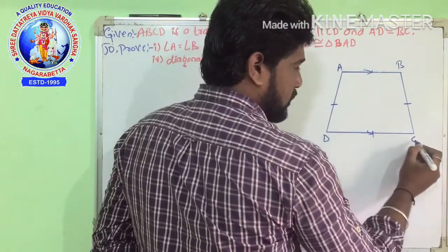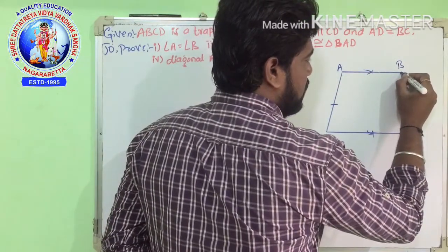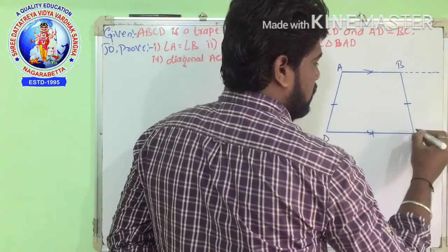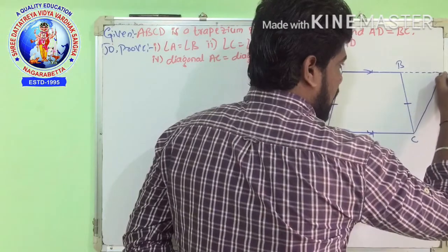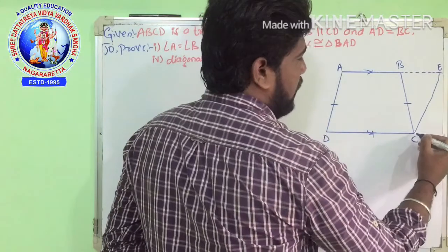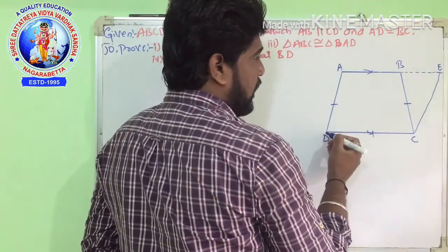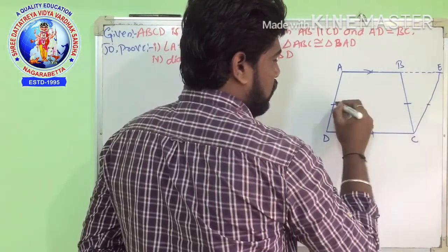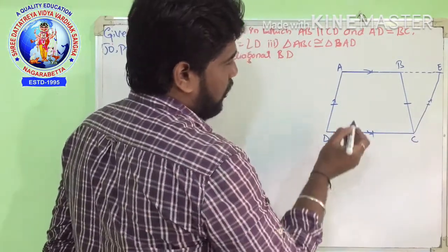AB and DC are parallel to each other, so extend AB and join C to AB at E. So here is the E, such that CE is equal to AD and parallel to AD. So these two are equal and parallel. Is it clear?